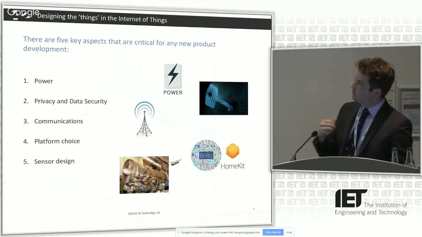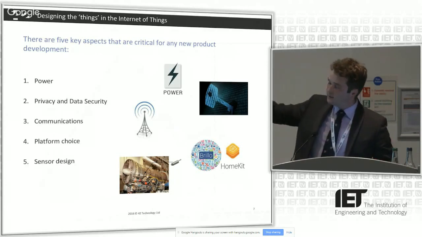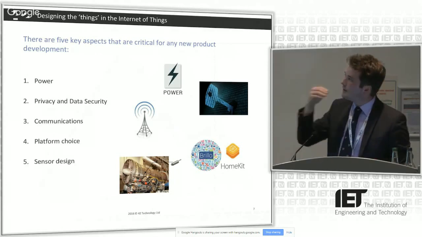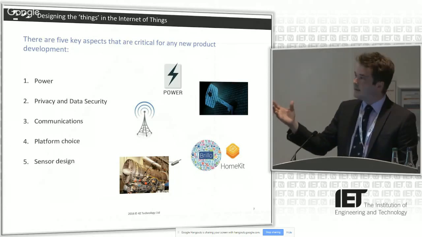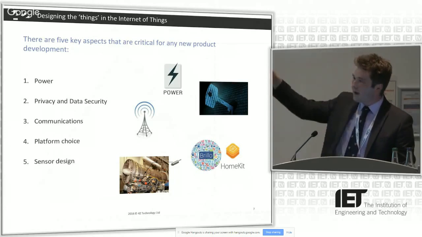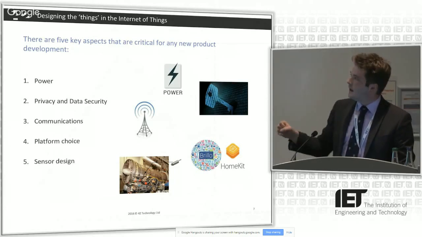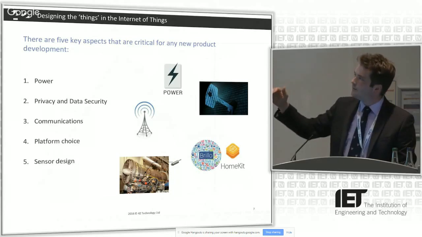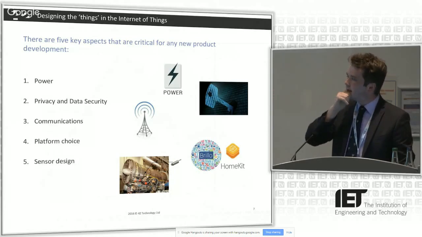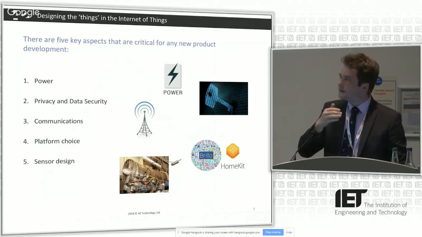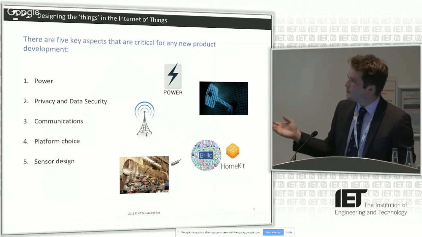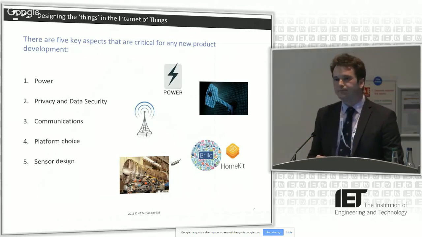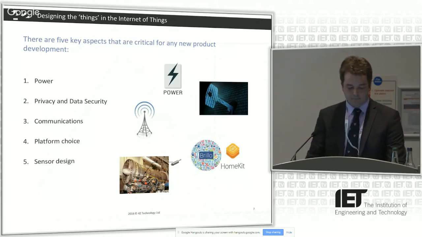So that's 5 things. Power, and as you can see, power has an effect all the way down through these. Privacy and data security, very important. Communications and power, very closely interlinked. Platform choices is somewhat abstracted away from the others, but it's something that you want to decide on right at the outset. And sensor design as well has an effect on cost and potentially power as well.